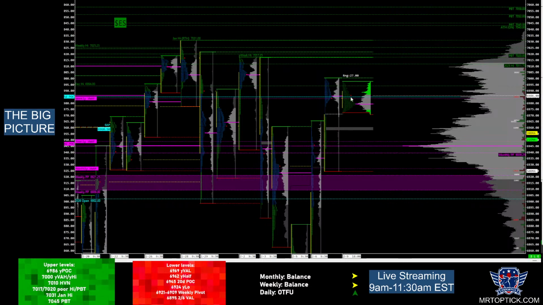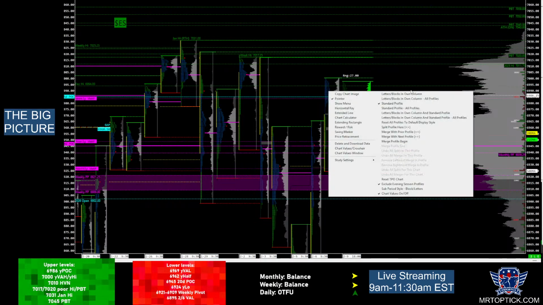But for now, we just saw this morning that we attempted to break down below the overnight low quickly. There was no continuation. We came back into the same area we've been trading since yesterday afternoon, or actually since yesterday morning, right?